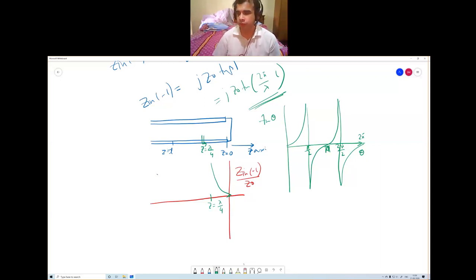If I see at a distance of lambda by 4 from the load, the short circuited line looks as if it is open circuited. It's a very, very critical issue. Do you understand it or not? If you don't understand, I will repeat. No problem.